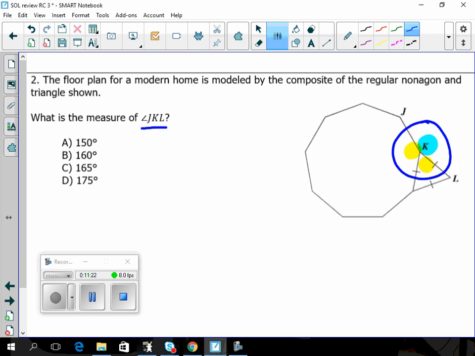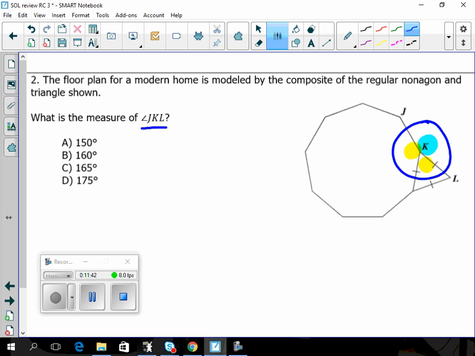So if I can find the yellow angles, then I can just subtract those from 360 and I'll find the angle I'm looking for, angle JKL. So let's start with the angle inside the triangle. What kind of a triangle are we looking at?